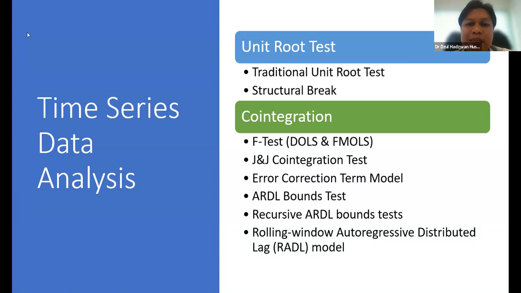After we understand the nature of the data, either got a unit root or not, then normally we proceed with the co-integration test. For the co-integration technique here, we have multiple techniques. The first one is the F test, the ordinary test, and then the Johansen and Juselius co-integration test. We also have the error correction term model and the ARDL bound test. And then the latest ones, we have recursive ARDL bound test and rolling windows ARDL. These are the two new things nowadays. They try to come up with another dimension in order to reach the co-integration conclusion.